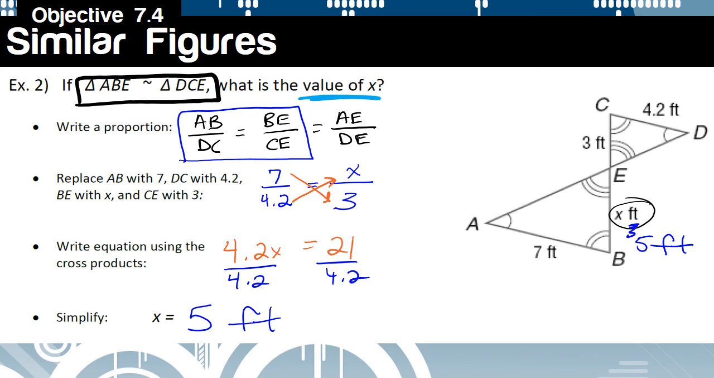Just to recap, we can set up our proportion for these similar polygons, being triangles. We replace the values except the one we didn't know, which was BE. We cross multiply, just like we do in solving proportions, to simplify and find that missing side length.